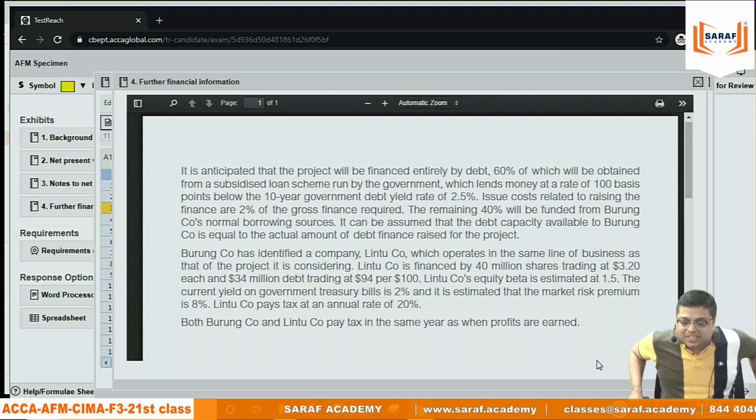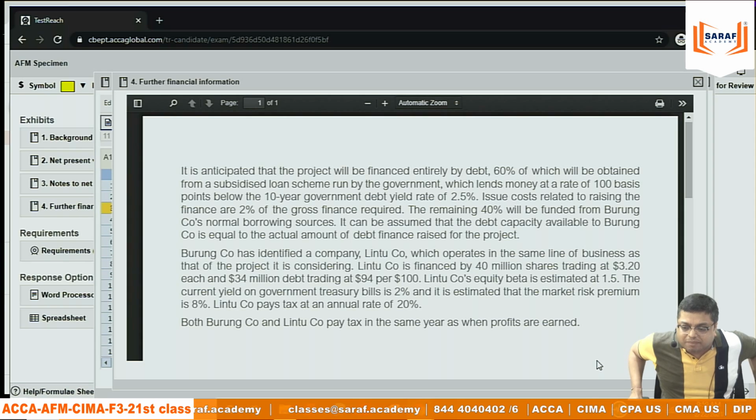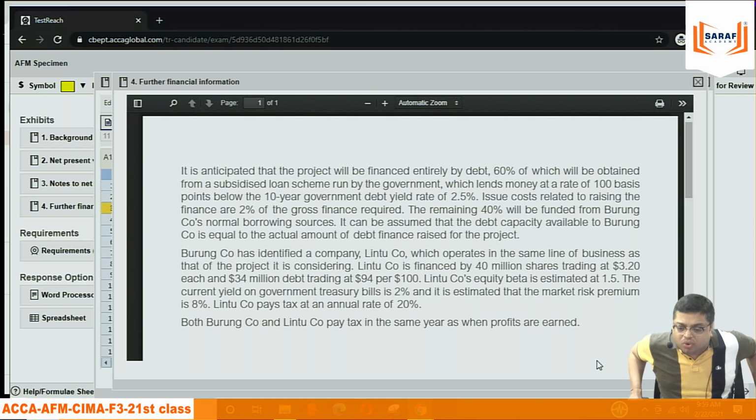The remaining 40% will be funded from B company's normal borrowing source. It can be assumed that the debt capacity available to B company is equal to the actual amount of borrowing. So there is no separate capacity. B company has identified a company, L company, which operates in the same line of business as the project. L company is financed by 40 million shares trading at 3.2 each and 34 million debt trading at 94 per 100. So 34 by 100 into 94, and number of shares into 3.2, is the market value of equity.